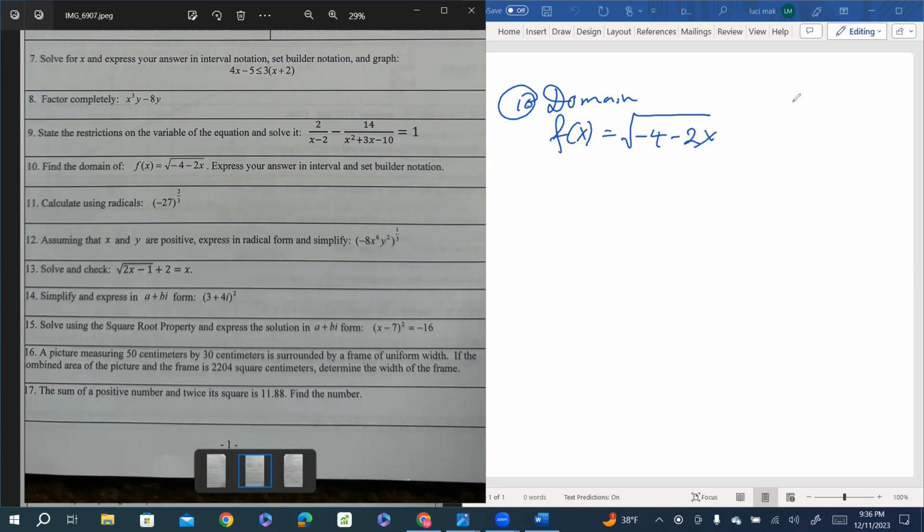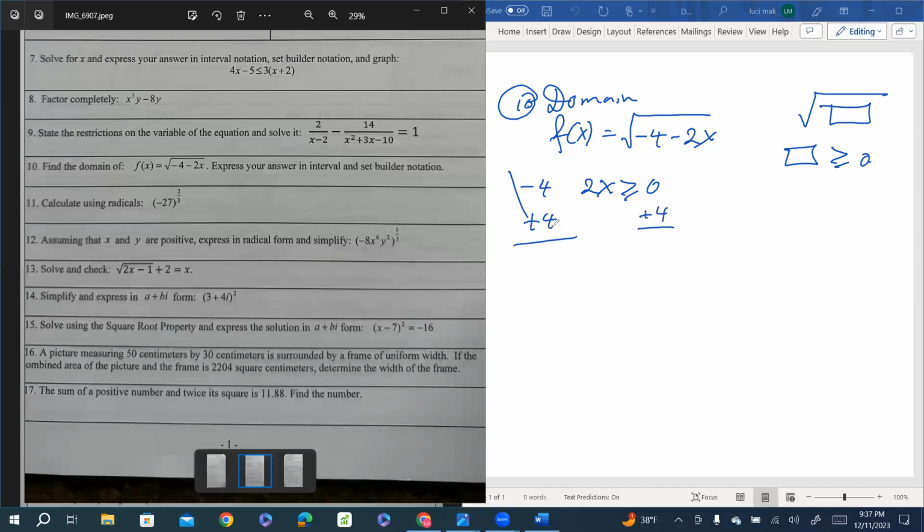Now here, whatever is inside the square root has to be greater than or equal to zero. Can't be negative. So negative 4 minus 2x has to be greater than or equal to 0. I'm sorry, I think that's a negative 4, not 4x, so I'll take it back. All right, let's add 4 on both sides first. This cancels out. We have negative 2x is greater than or equal to positive 4.